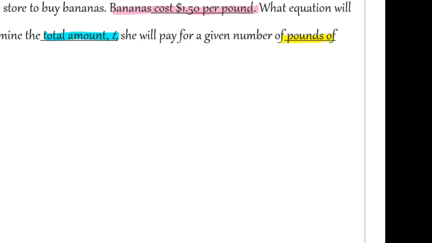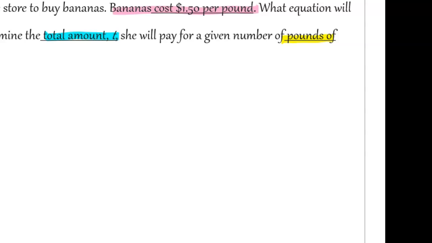Alrighty guys, so for this example, it says Julie goes to the store to buy bananas. Bananas cost $1.50 per pound. What equation will help Julie determine the total amount, which is T, she will pay for a given number of pounds of bananas, which will be B.